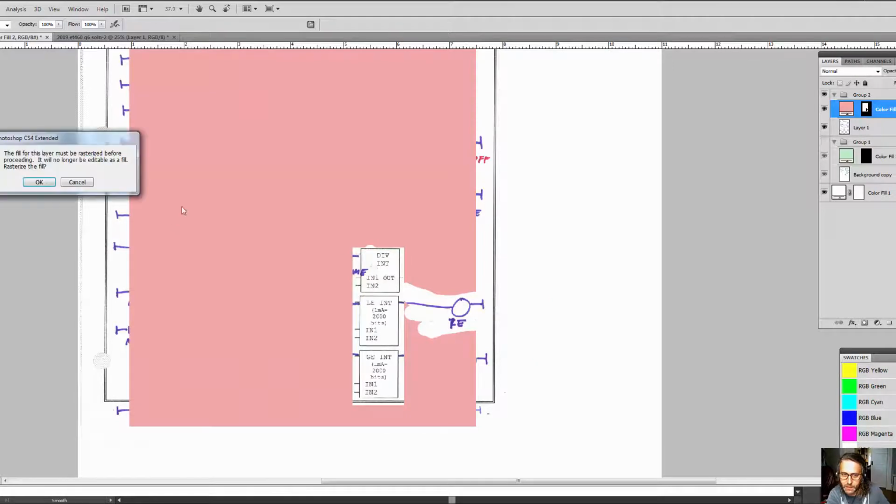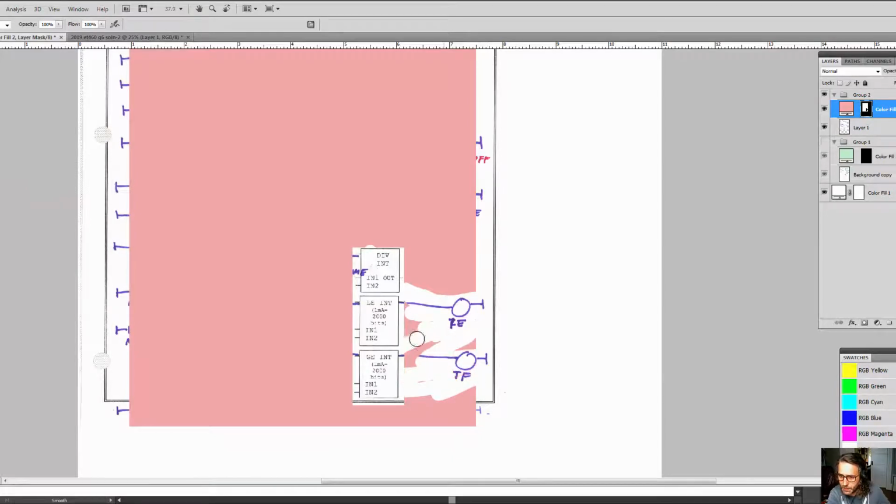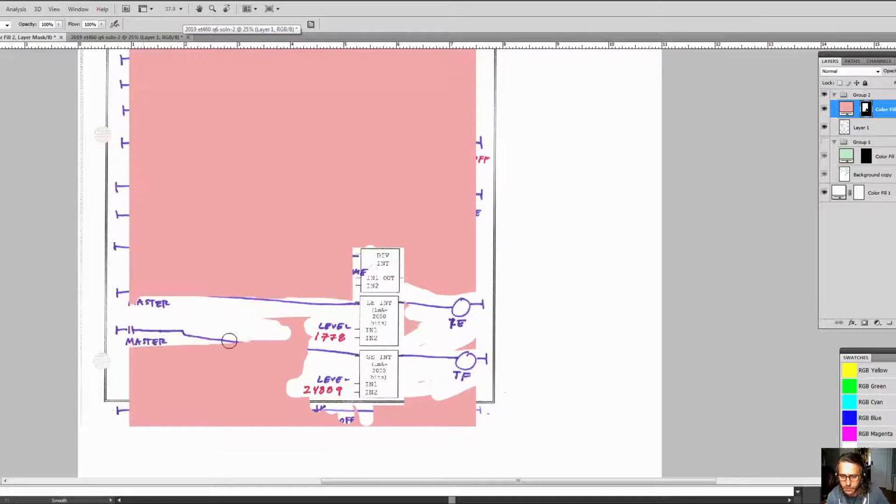So I've got my TE and I've got my TF, so let me reveal those. And I've just calculated set points in bits. So level is greater than 24,889 and 1778. And those are just hardwired onto masters. Okay.